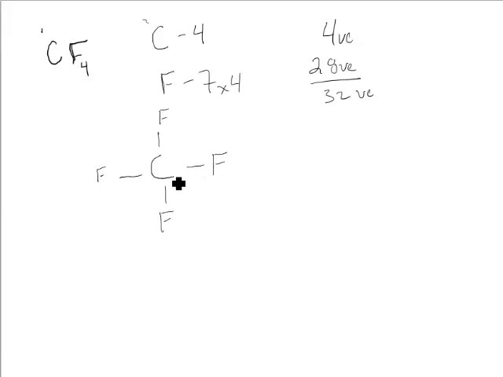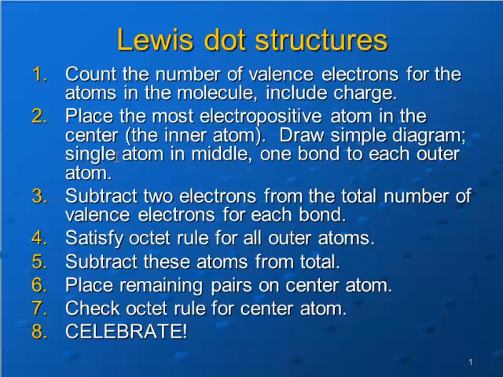Now each of those lines represents 2 electrons. So I subtract 2, 4, 6, 8 electrons. We've used those up out of our count. So we have 24 more valence electrons to use. Now we go back and look. Our next step is to subtract 2 electrons from the total number of valence electrons for each of those bonds. That's why we subtracted 8.